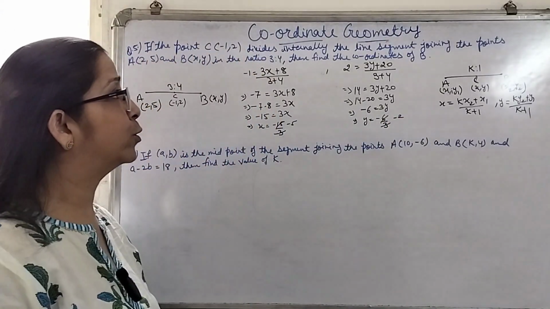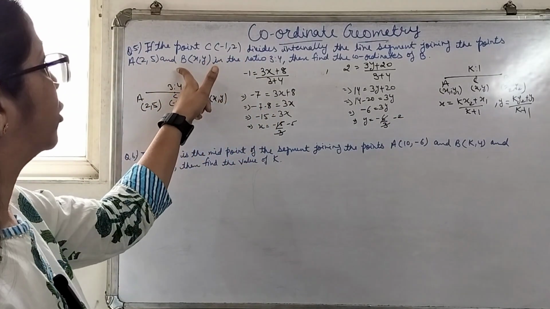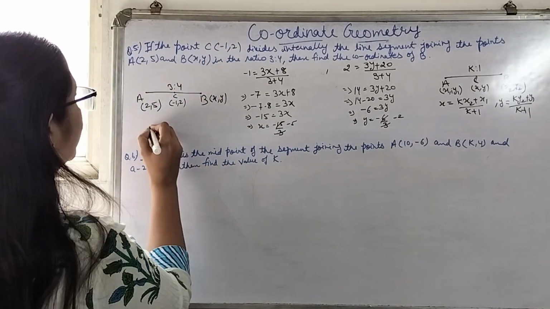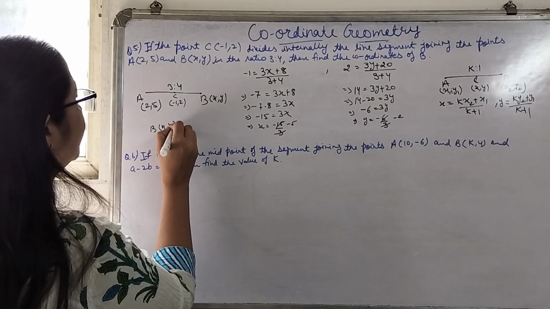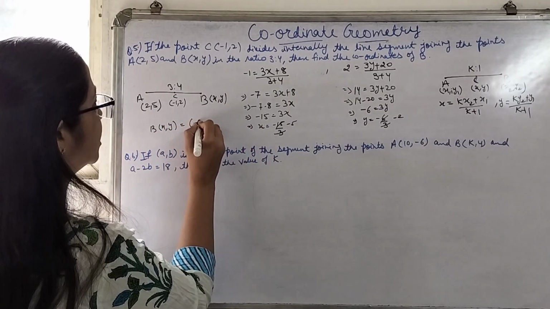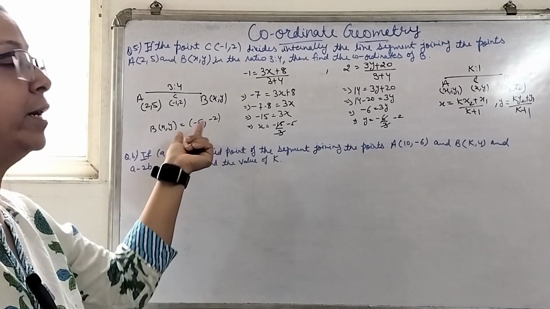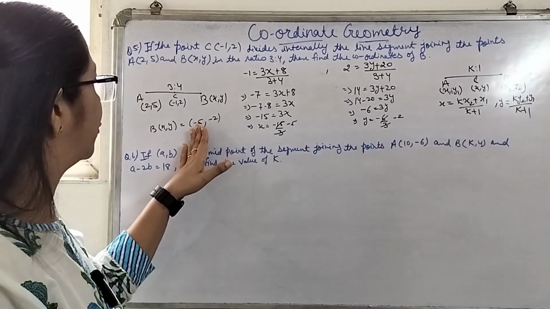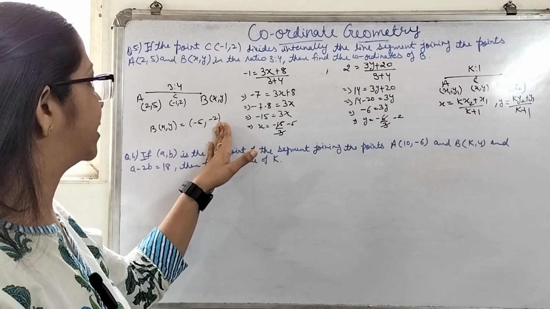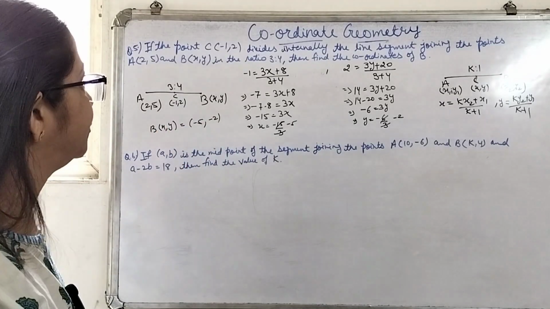So values of x and y, the coordinate of your B, that is your x, y, will be your x is -5, y is -2. So this will be the required coordinates. Required value of x is -5 and y is your -2.